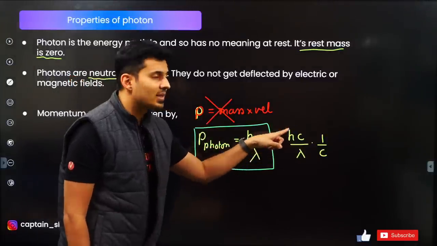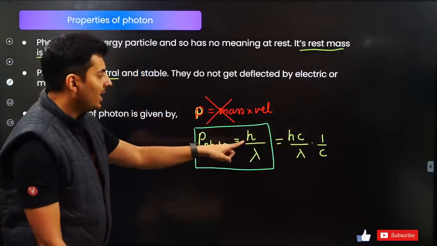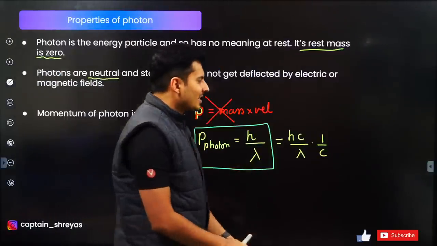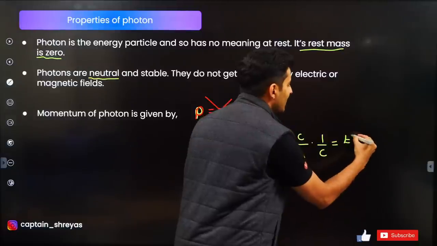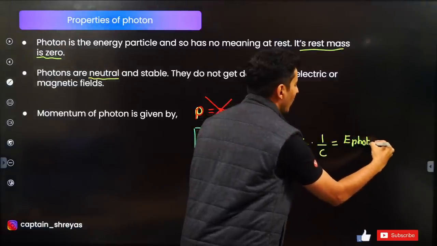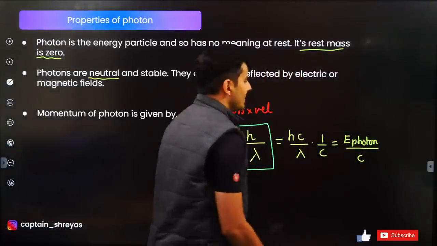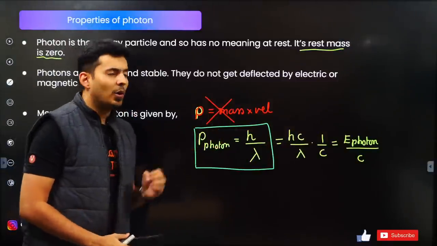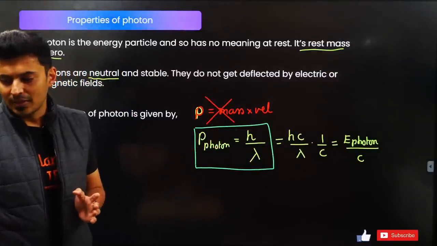Wait a minute, what is hc by lambda? I just gave it to you. hc by lambda is the energy of the photon. So hence, it will be nothing but energy of that photon divided by c. This is also another way of writing the momentum of the photon. I hope this is clear.